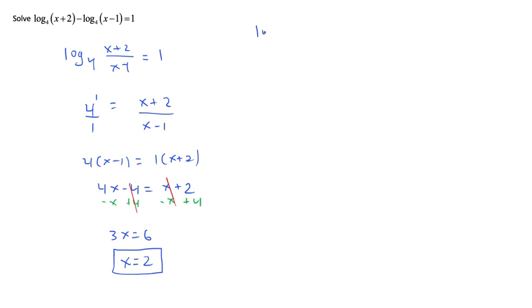We get log base 4 of 2 minus log base 4 of 1 equals 1. You could actually work this out to the very end and check it, but the key point here is that we do not get a negative expression here. So, okay, that checks out. X equals 2 is our final answer.